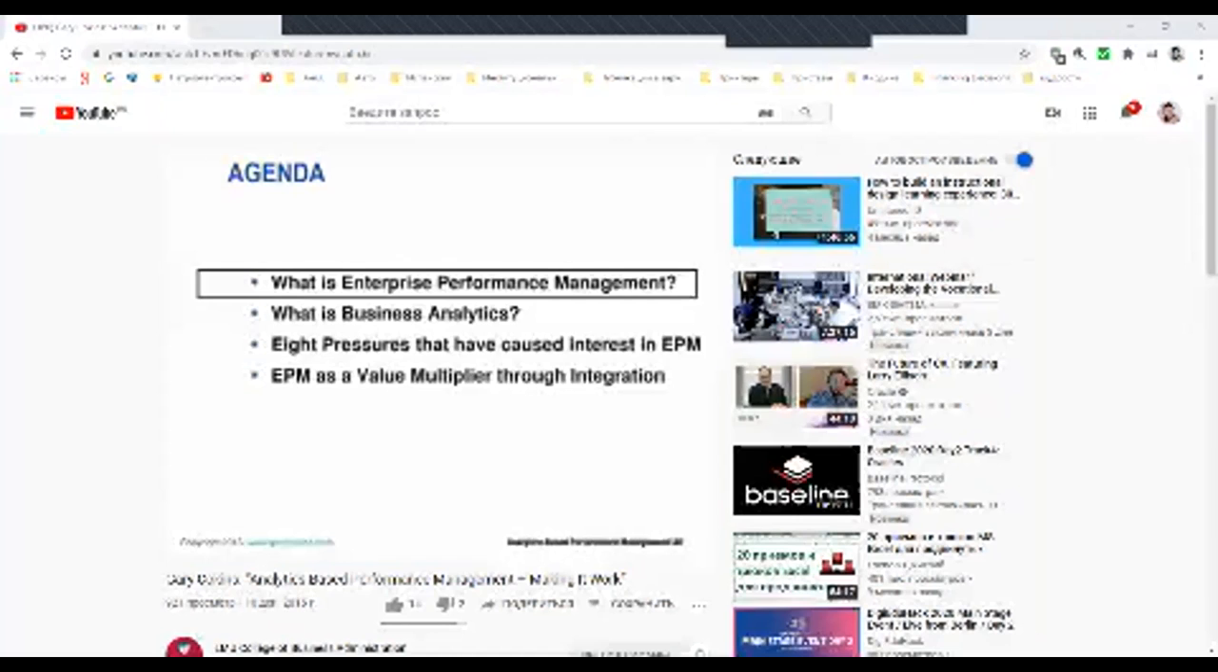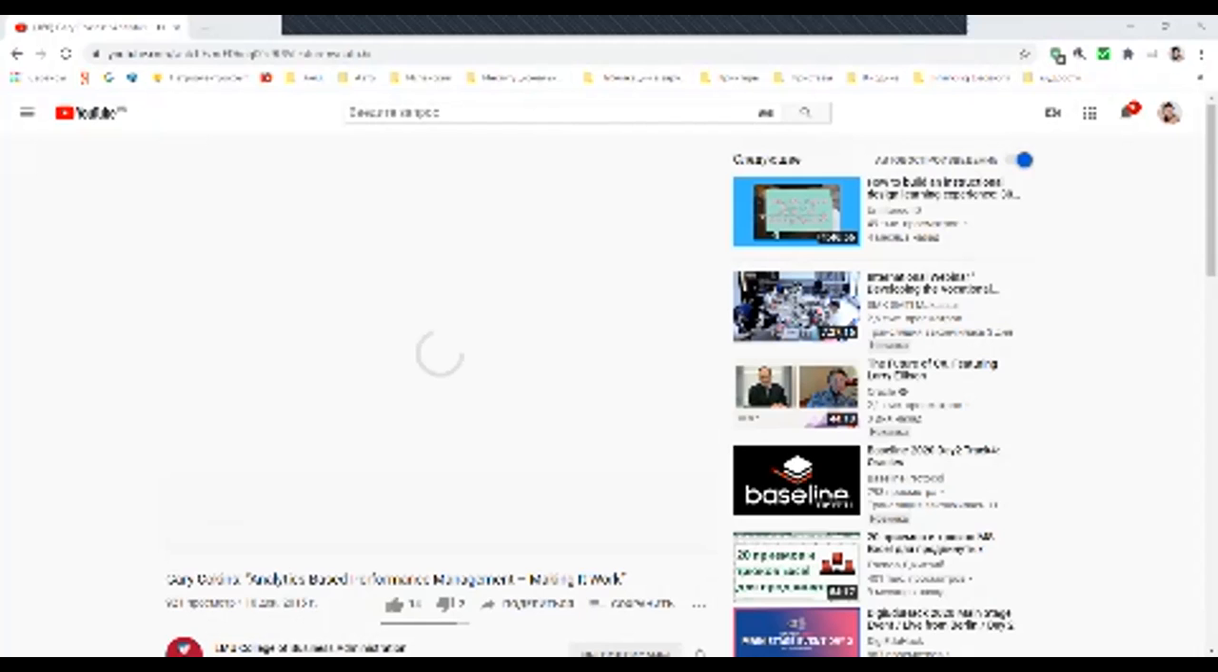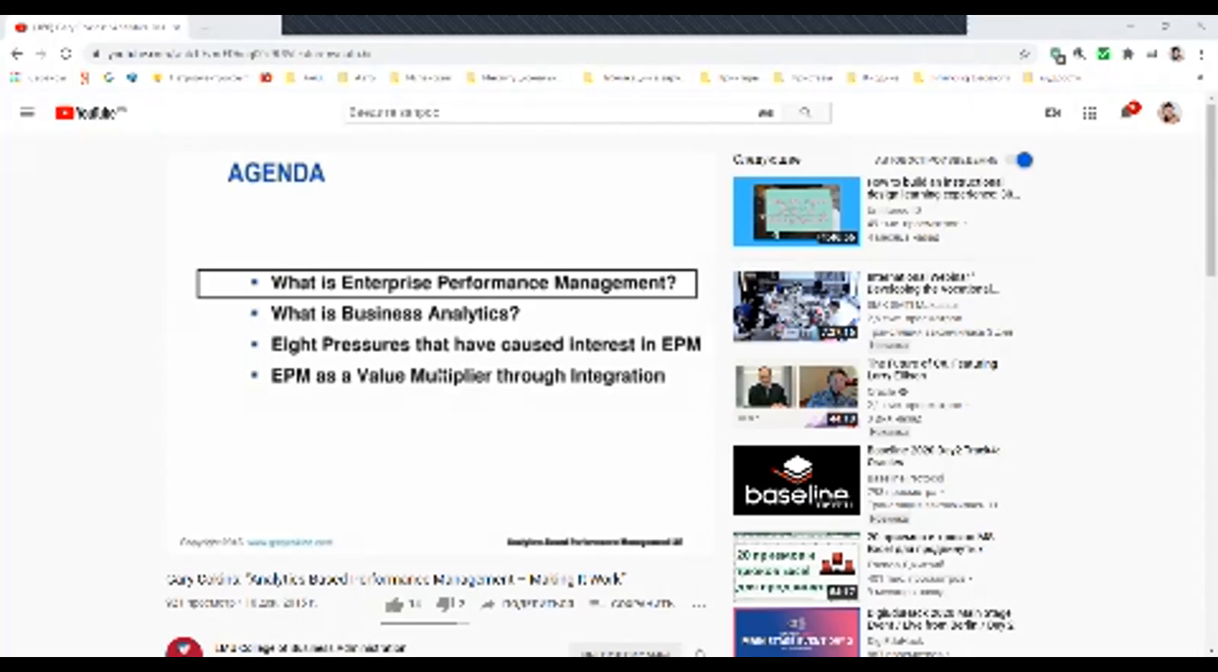So what I'm going to talk about is I'm going to clarify the confusion and lack of consensus about what is this enterprise performance management. It's typically perceived far too narrowly as a CFO initiative with a bunch of dashboards. It's much broader. Similarly, I'll try to clarify what's this business analytics.